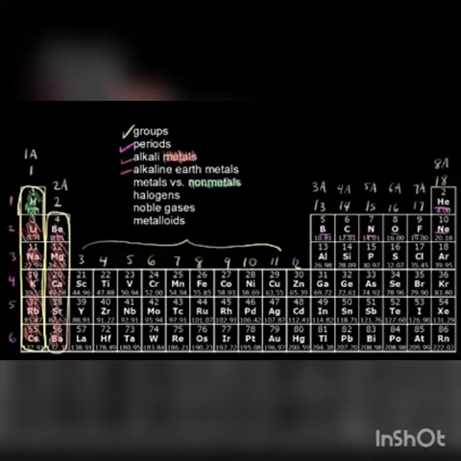So for right now, let's just go ahead and say groups 3 through 12, right? These are all metals in here. And let's just talk about metals in general for a minute. So metals, the properties of metals.